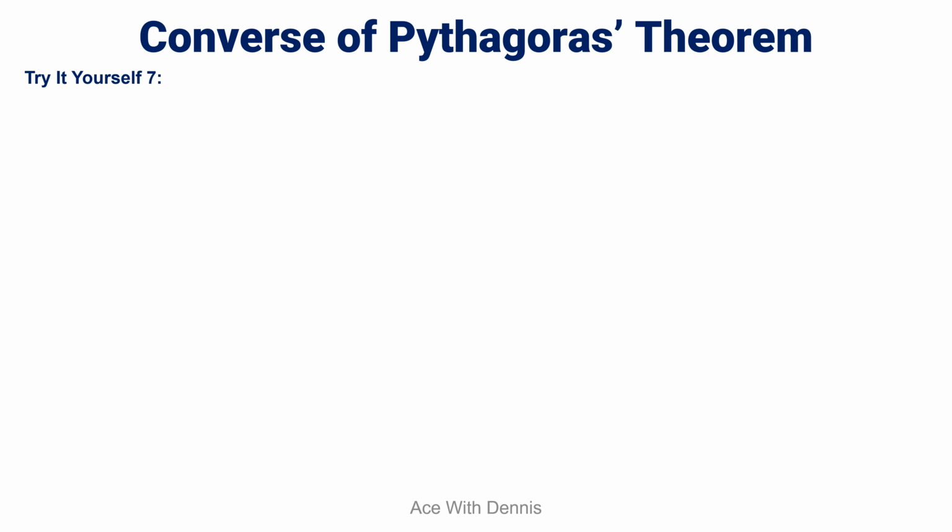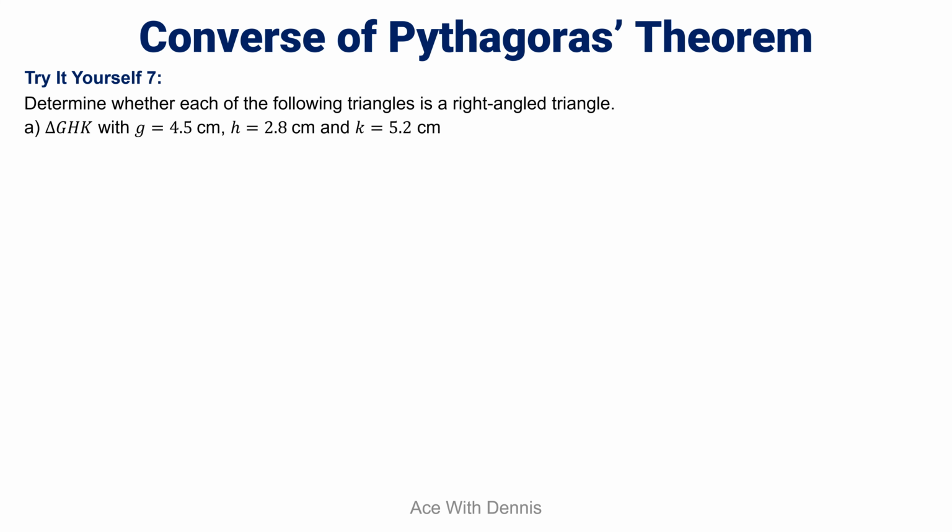You can try this example yourself. Determine whether each of the following triangles is a right-angled triangle. A. Triangle GHK, where g equals 4.5 centimeters, h equals 2.8 centimeters, and k equals 5.2 centimeters. B. Triangle XYZ, with x equals 33 centimeters, y equals 65 centimeters, and z equals 56 centimeters. You can pause the video and try to do it yourself. Remember to sketch the diagram first before you try to prove.